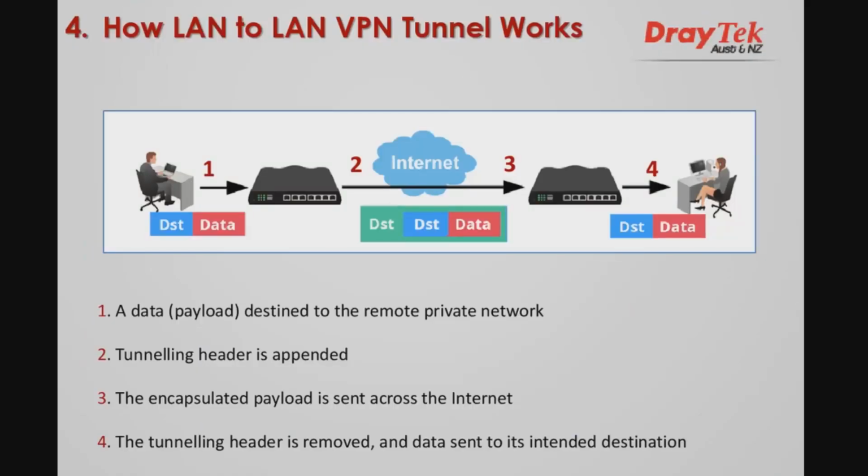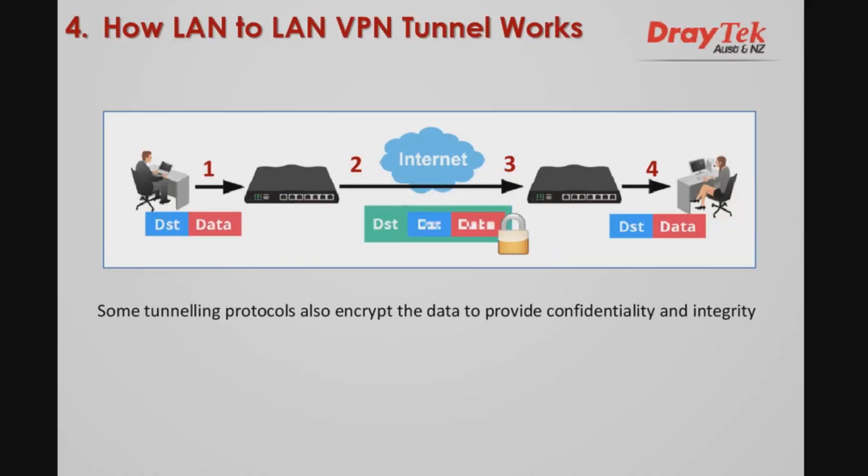This diagram shows how VPN tunneling works. The first stage is data is sent from the PC to the destination network. Next, in step 2, the router appends the tunneling header to the data packet. Then the encapsulated payload is sent across the internet. At the destination router, the tunnel header is removed and the data is sent to its final destination. Some tunneling protocols not only encapsulate the data, but also encrypt them to protect the confidentiality and integrity of the data and provide authentication of the VPN peer.